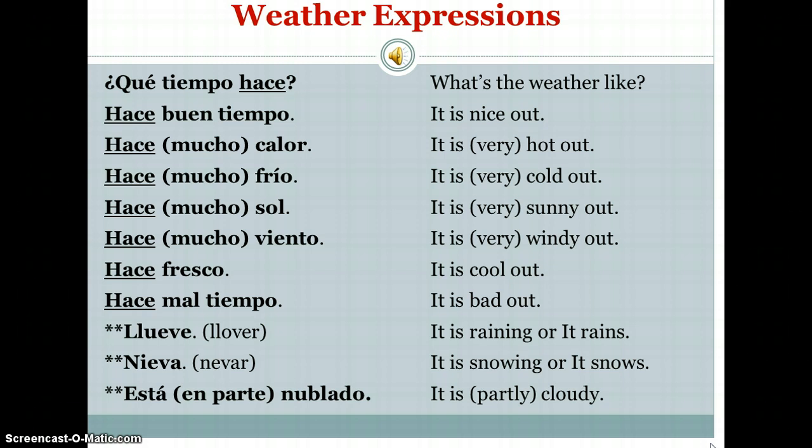Our last weather expression is está nublado. Está nublado means it is cloudy. If it is partly cloudy, you say está en parte nublado.